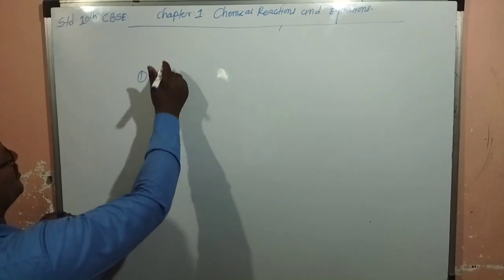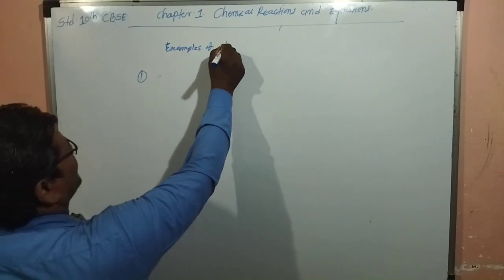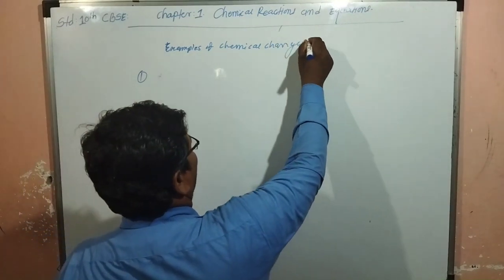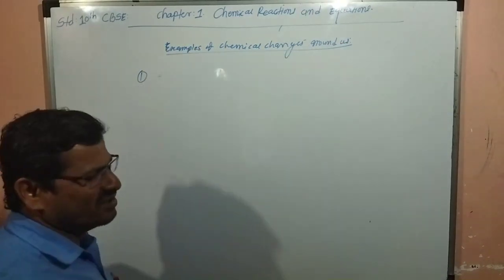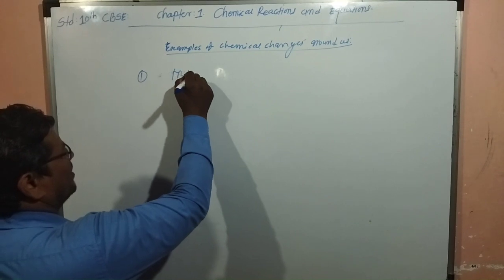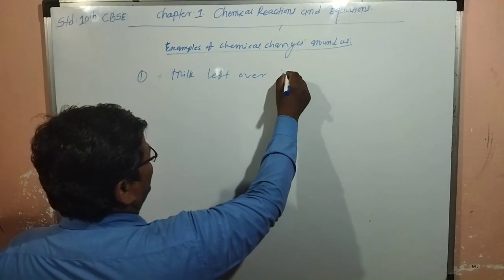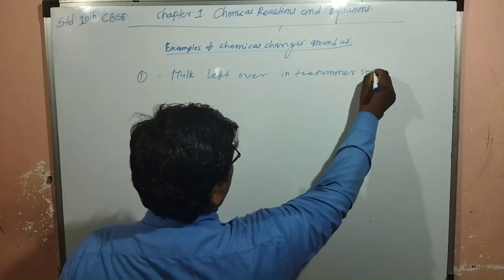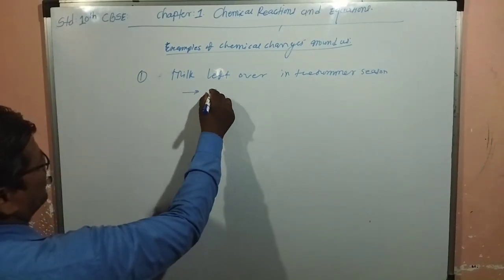First thing is there, milk. Okay, examples of chemical changes around us. So some examples are there. First example is there, milk. Milk left over in the summer season. So what change will take place there? So it will get spoiled.